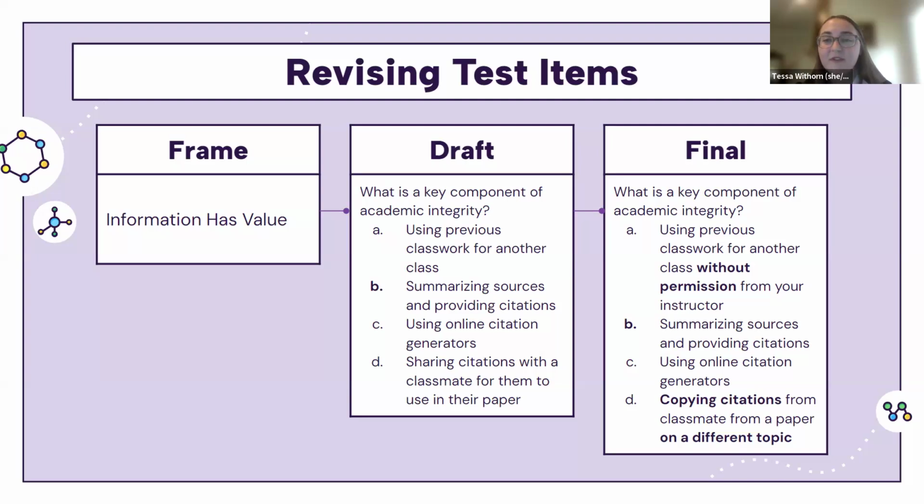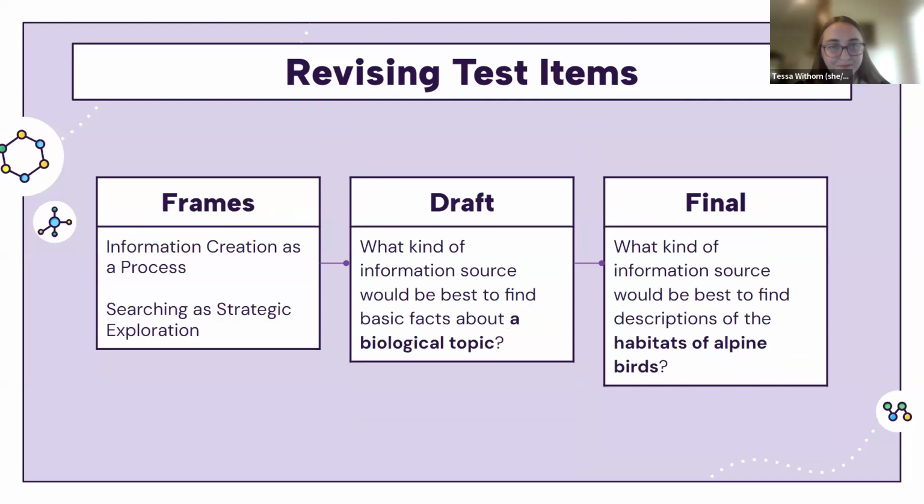So for example, really clarifying things that would be considered academic dishonesty. In this example, using previous classwork for another class without permission from your instructor. So making that a little bit clearer. And then changing that last question to copying citations from a classmate from a paper on a different topic. So really trying to clarify what would be considered academic honesty versus academic dishonesty, so it seemed that students would be able to answer that question a little bit better.